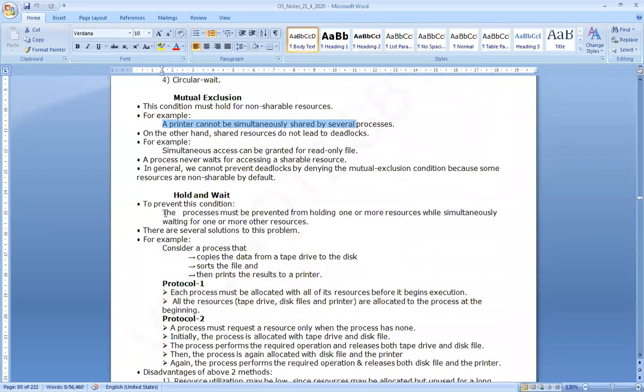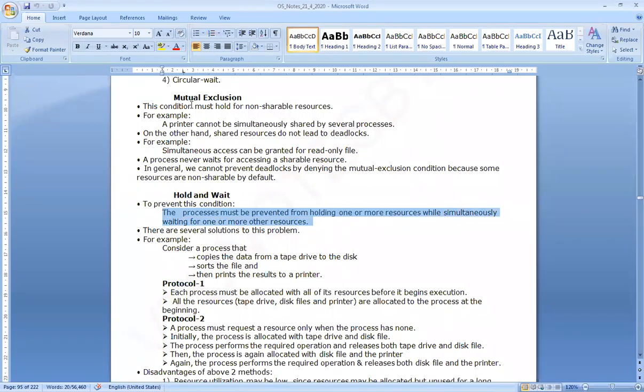Hold and wait. The process must be prevented from holding one or more resources while simultaneously waiting for one or more resources. What is this hold and wait? Sometimes the process will be holding one resource and waiting for one more resource. That should not happen. Whenever the process is holding one resource, it should release that resource, and only then can it request the new resource.